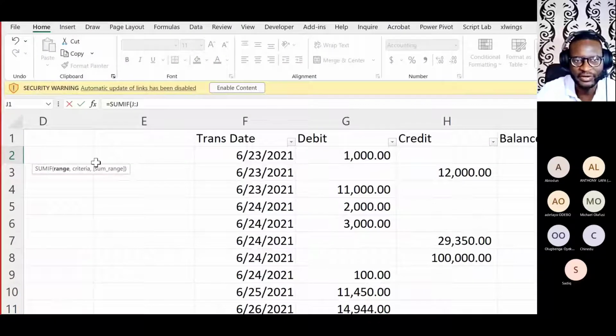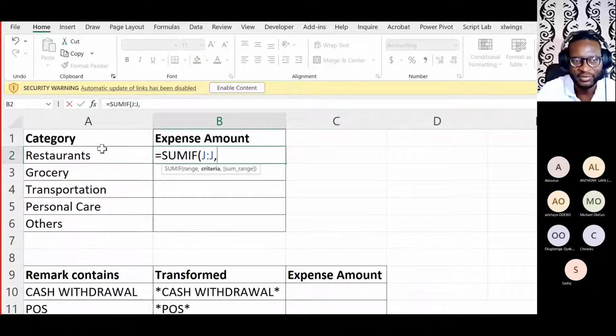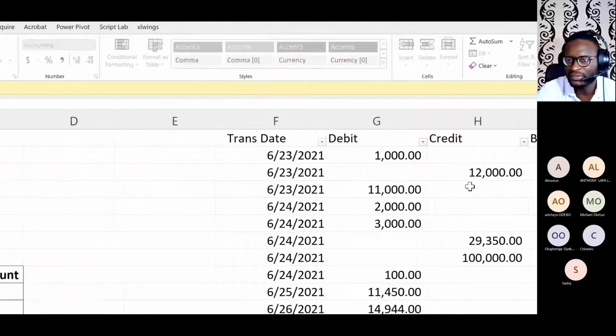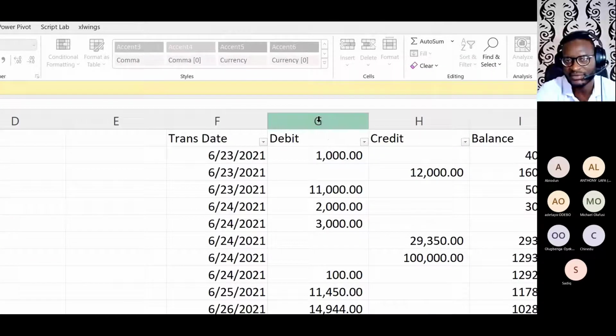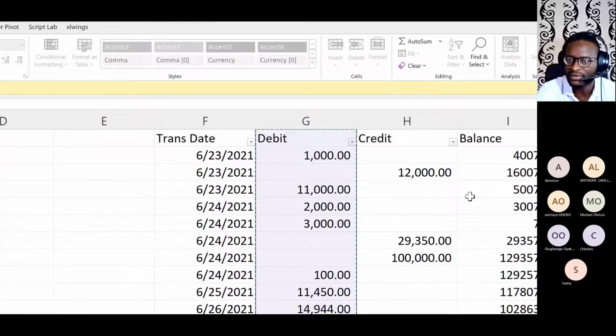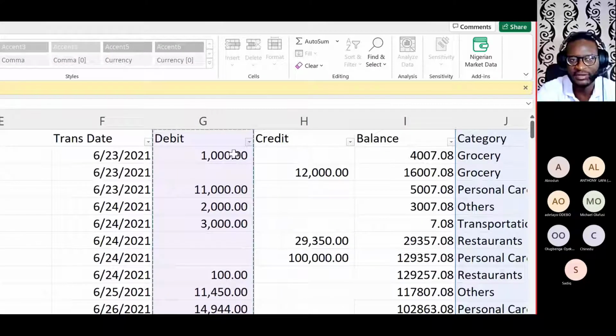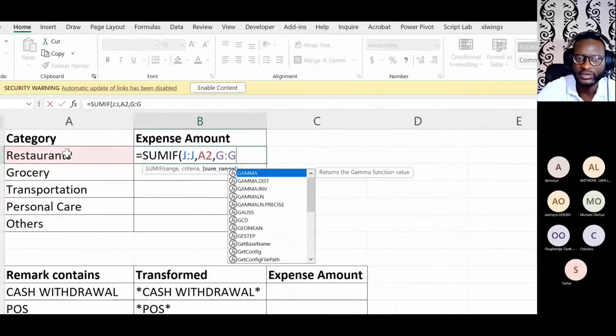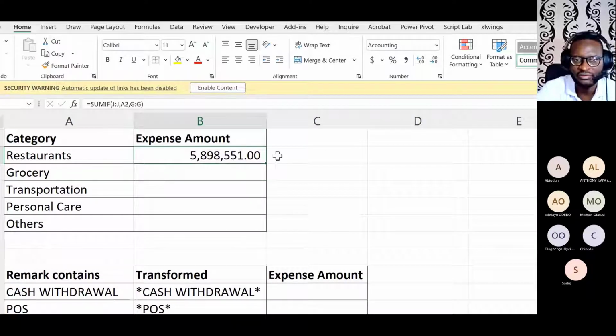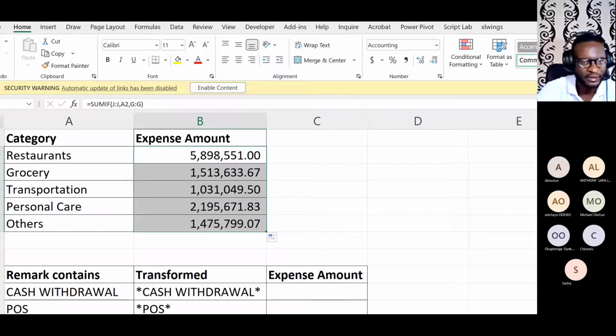So now that I've specified the range, what am I interested in? I'm interested in restaurant, right? Then where should we go and gather the money? Since this is money leaving my account, it's debit in my own case, following our bank statement. So that's it, right? Once I do this, I get how much I spent on restaurants. This is a lot, but this is fictitious anyway. So this is straightforward. Everybody understands this.